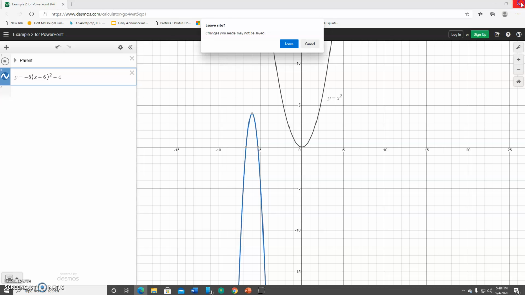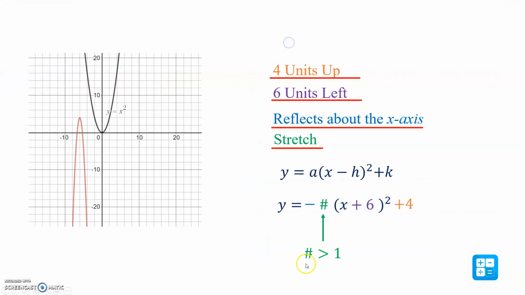So hopefully this adds some better understanding to these different transformations. If you have any questions, go ahead and pose them.